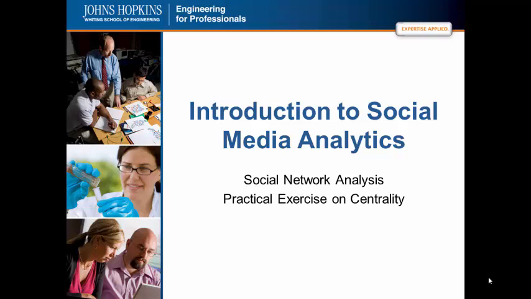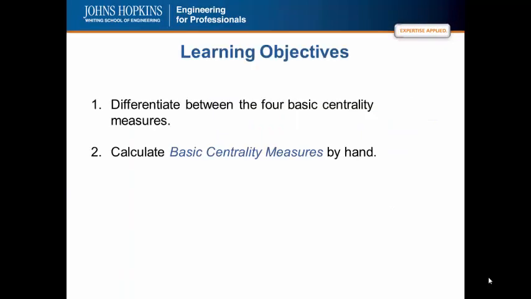This lecture will guide you through a practical exercise on calculating centrality measures by hand. There are two learning objectives. The first is to be able to differentiate between the four basic centrality measures. The second is to be able to calculate the centrality measures by hand. Students that are forced to calculate centrality measures by hand are 11 times more likely to understand the difference between the centrality measures up to 3 months past the course.